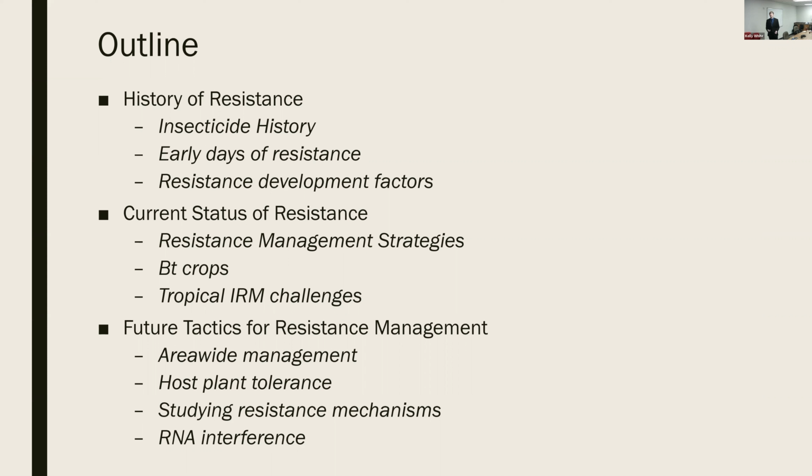Finally, I want to talk about a few tactics that could be useful in the future for insecticide resistance management. This includes area-wide management of insects, utilizing host plant tolerance, gaining a better understanding of the mechanisms by which resistance occurs, and utilizing RNA interference as a new method of pest control. So we'll start off with that history of resistance.